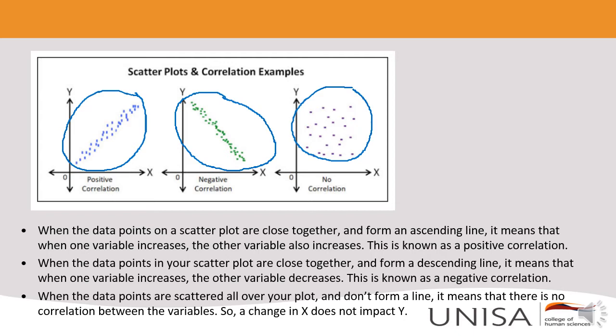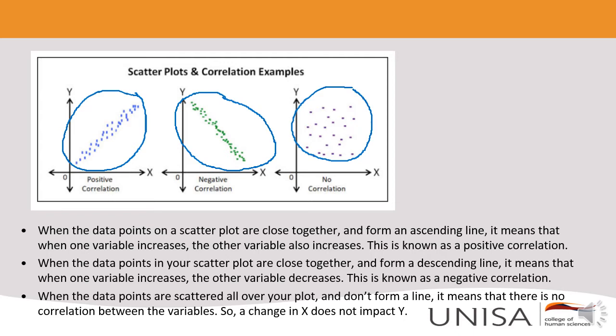When the data points on a scatter plot are close together and form an ascending line, like this, it means that when one variable increases, the other variable also increases. This is known as a positive correlation. When the data points in your scatter plot are close together and form a descending line, like here, it means that when one variable increases, the other variable decreases.